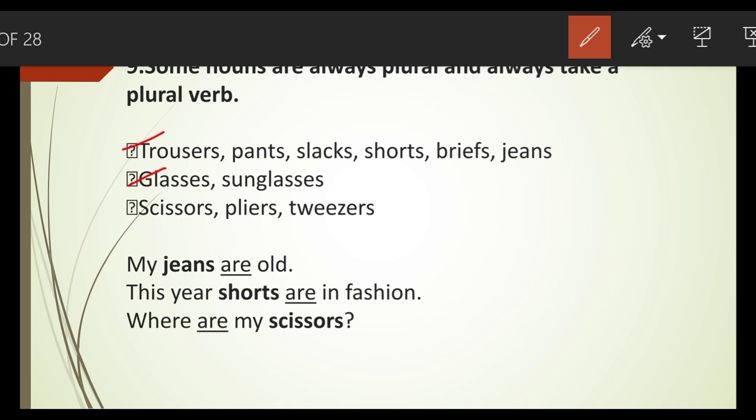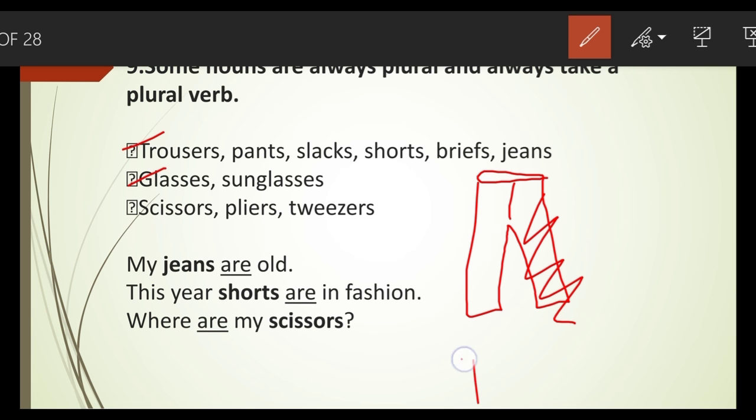Kasi ito yung laging may ka-partner di ba? So, hindi mo naman kasi siya isusuot ng isa lang. So, let's say for example, ayan yung pants, okay? Hindi naman pwedeng wala itong isa. Kaya, lagi siyang pants or slacks, okay? So, or jeans, for example.